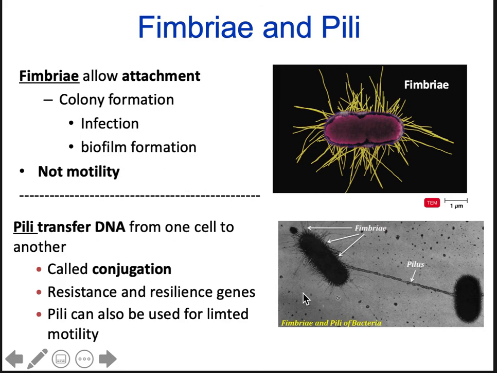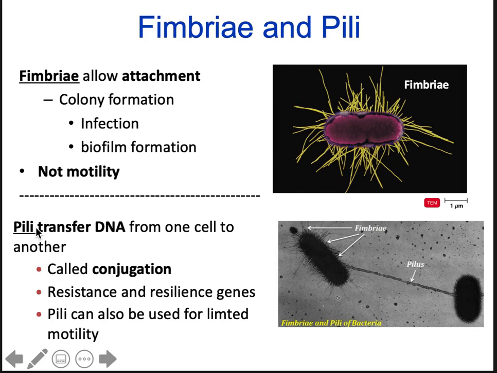Another structure external to the cell wall is what we call pili. A single one is called a pilus. These are very long and thick structures, right? Whereas the fimbriae are very short, okay, and thin.